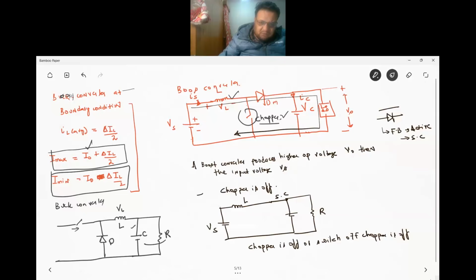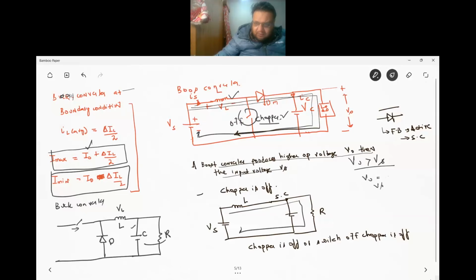Now notice what happens in the boost converter. This boost converter produces higher output voltage than the input voltage. That means V naught would be significantly greater than Vs, where V naught is the output voltage and Vs is the input voltage. Now, when the chopper is off, that is, if you switch off the chopper and disconnect it, your circuit is this. So this is the circuit.